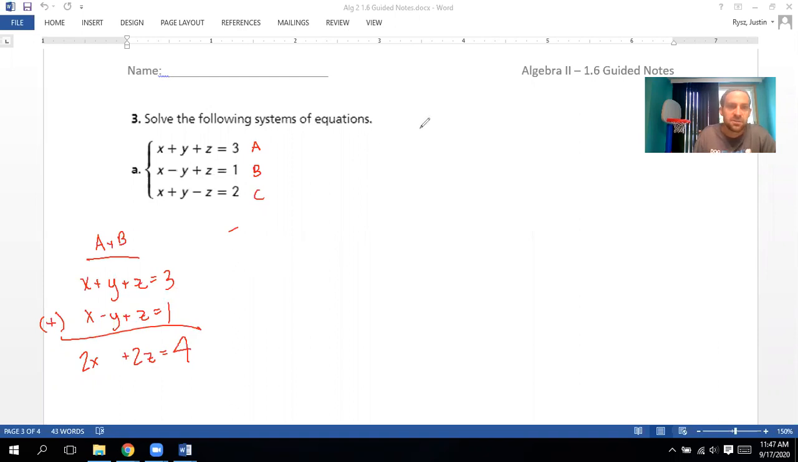Add them together. x plus x is 2x. y plus negative y goes away. z plus z is 2z. 3 plus 1 is 4. There's the equation. Next, we need to add another 2 together. Our goal is to get rid of the y. We can't do A and B, so we can do either A and C or B and C. I'm going to stick with B and C because they both eliminate the y.